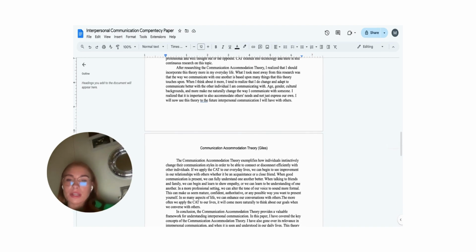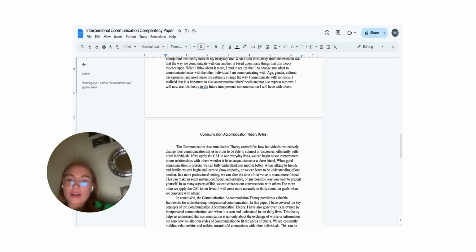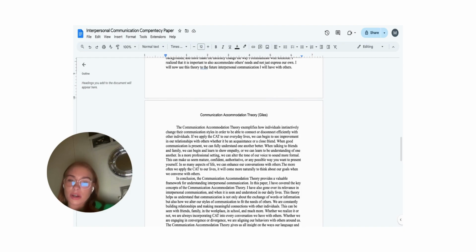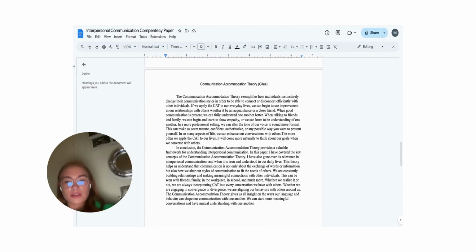After researching the communication accommodation theory, I realized that I should incorporate this theory more in my everyday life. What I took most away from this research was that the way we communicate with one another is based upon many things that this theory touches upon. When I think about it more, I tend to realize that I do change and adapt to communicate better with the other individual I am communicating with. Age, gender, cultural backgrounds, and more make me naturally change the way I communicate with someone. I realize that it is important to also accommodate others' needs and not just express our own. I will now use this theory in the future interpersonal communication I will have with others.